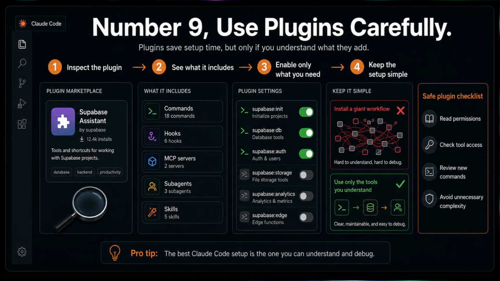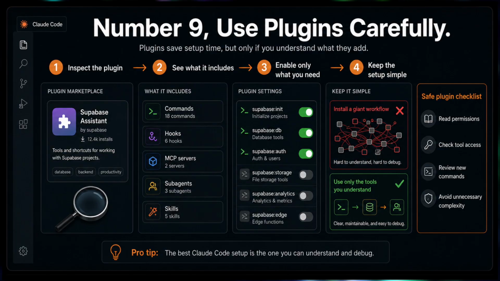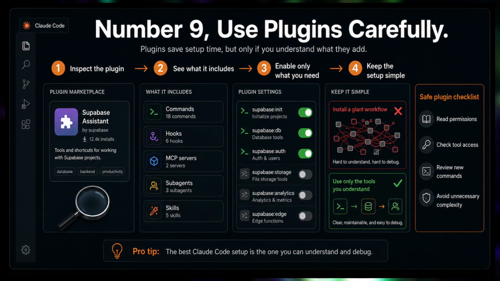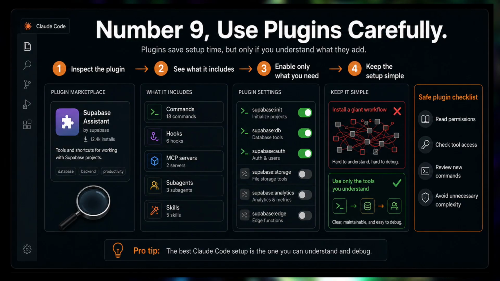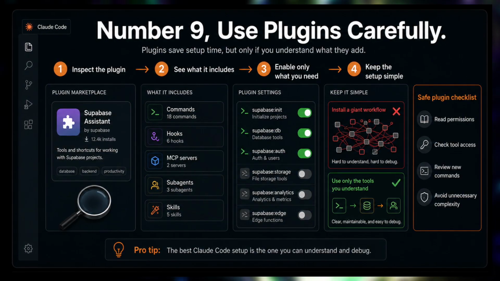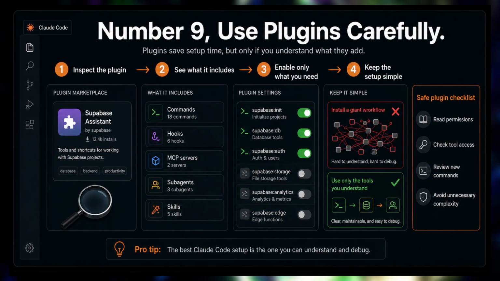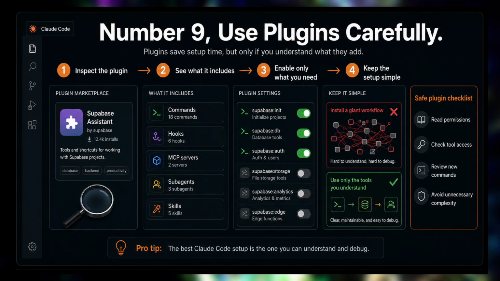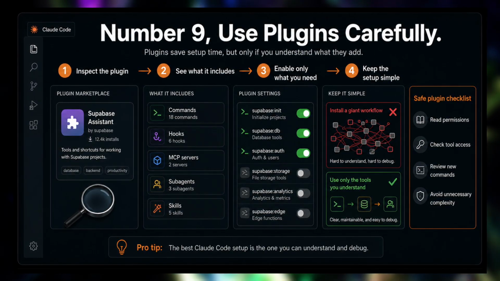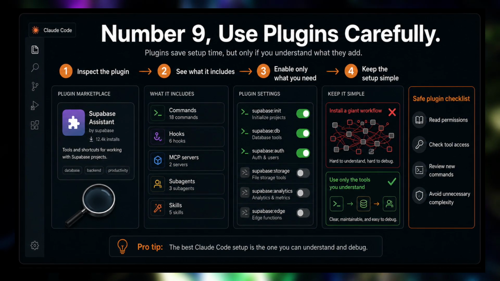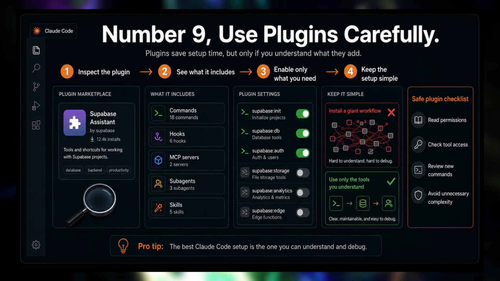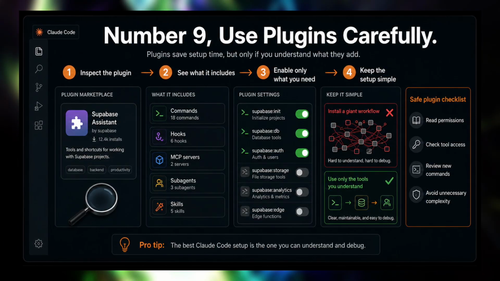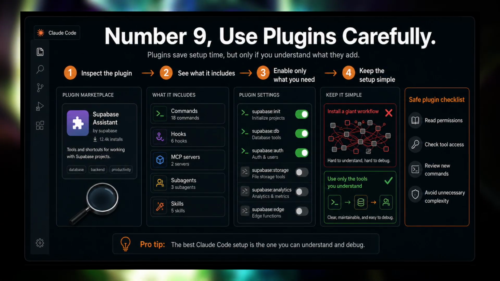Number 9. Use plugins carefully. Plugins can save a lot of setup time because they bundle useful pieces together. A plugin can include commands, skills, subagents, hooks, MCP servers, and other workflow tools. This is powerful because you can reuse the same setup across projects or share it with a team. But it also creates a risk. Installing a plugin without reading it is like giving a stranger instructions for how your coding assistant should behave.